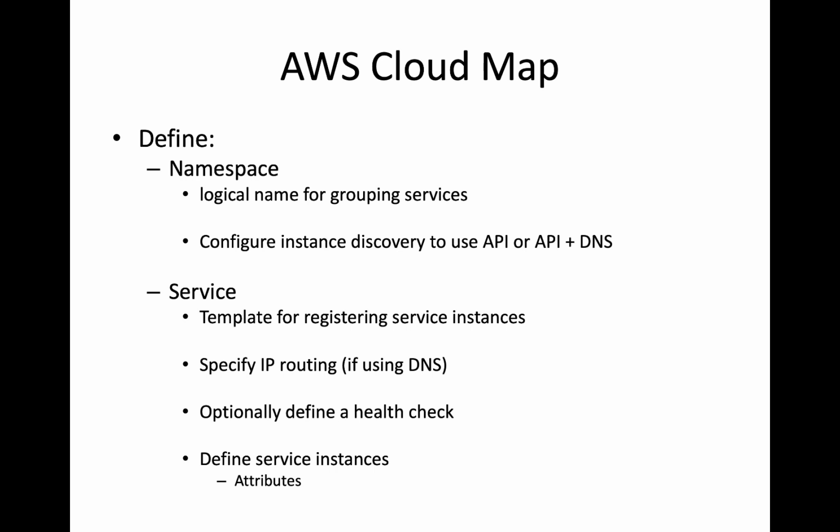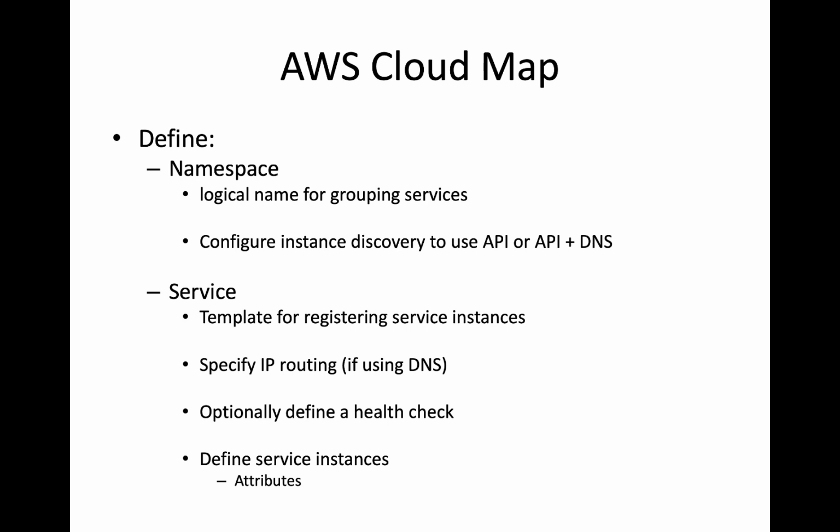And when you set up a namespace, you also tell Cloud Map how it's going to discover instances and services. It can discover services leveraging the API, or it can leverage the API and DNS. You have to make a decision up front as to how your services are going to leverage Cloud Map: if they're just going to leverage the API, or if they're also going to leverage DNS on top of the API.